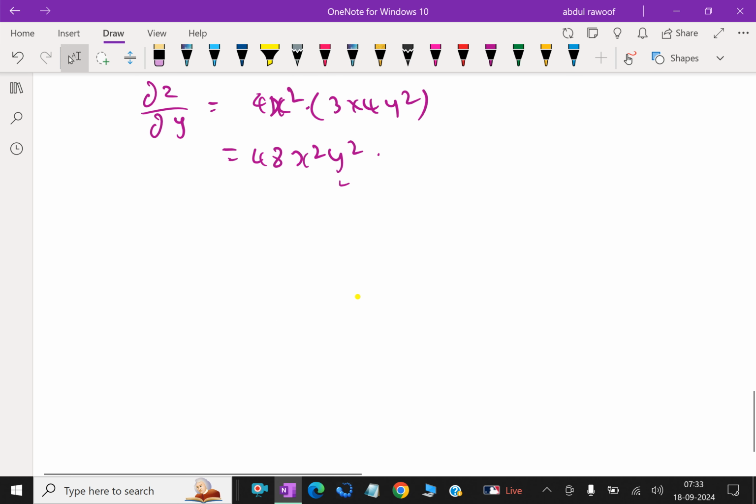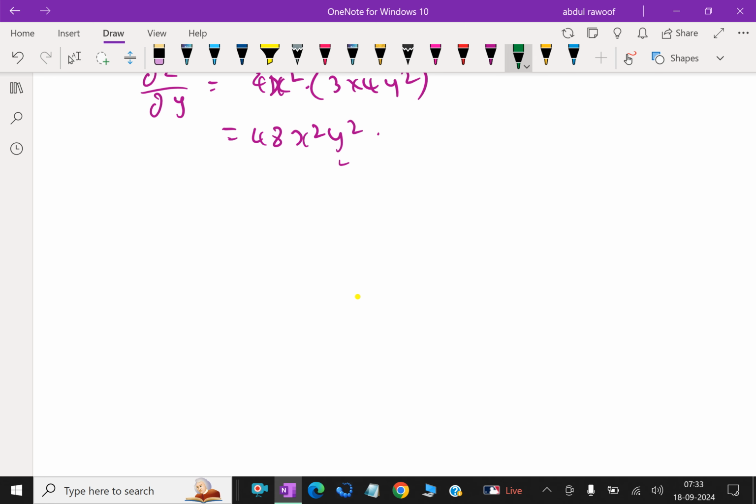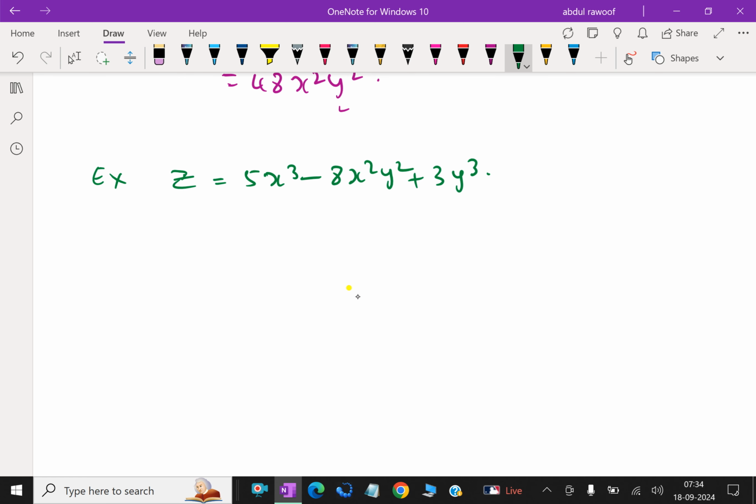Next example, to find the partial derivative of z. z equal 5x cube minus 8x square y square plus 3y cube. Then first you have to find dou z by dou x.